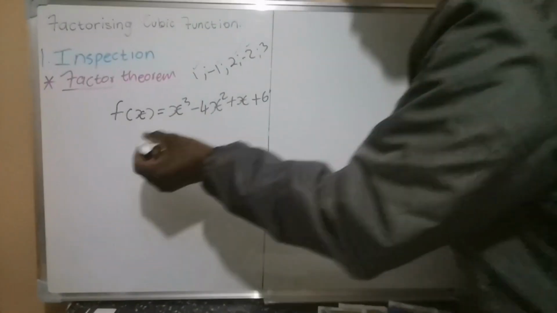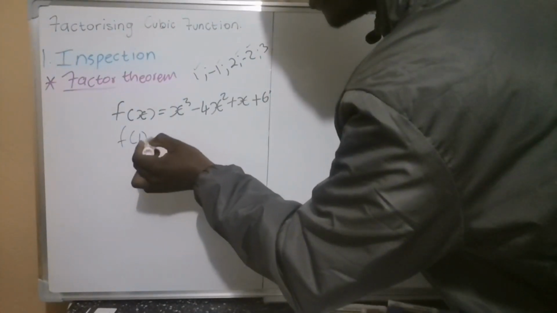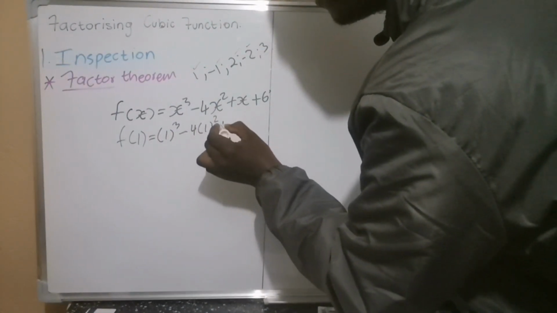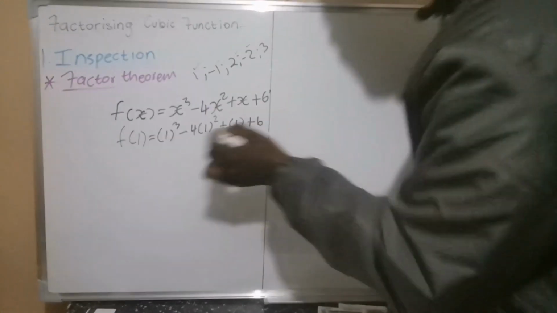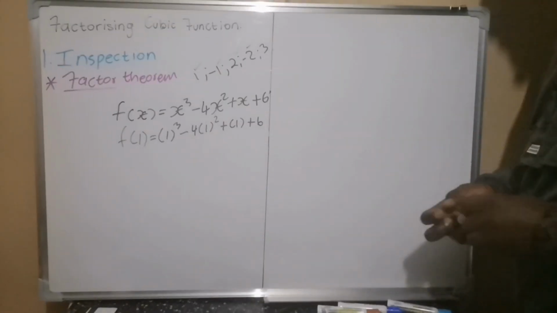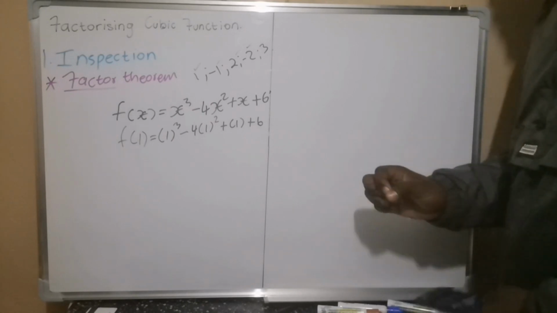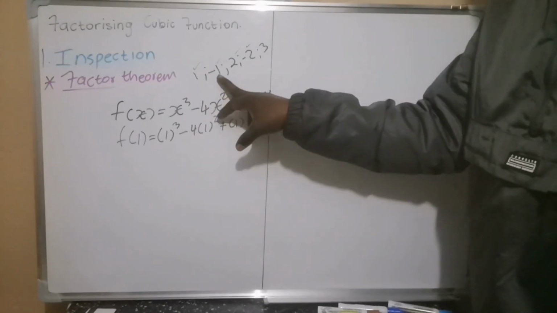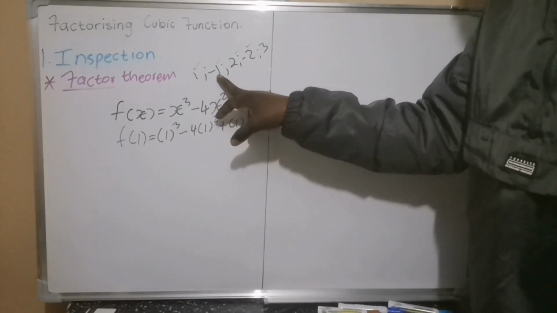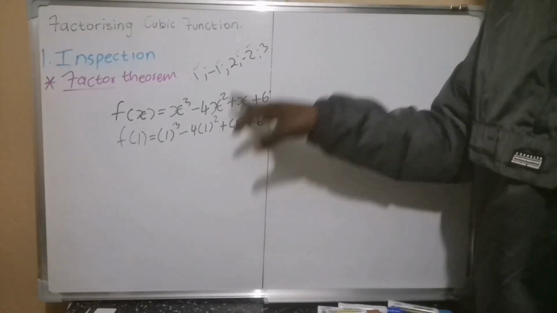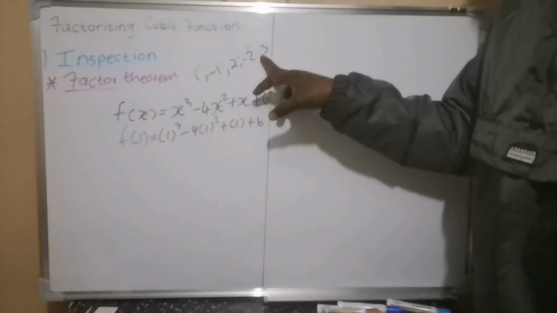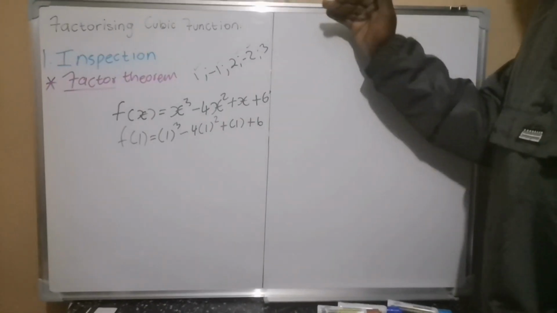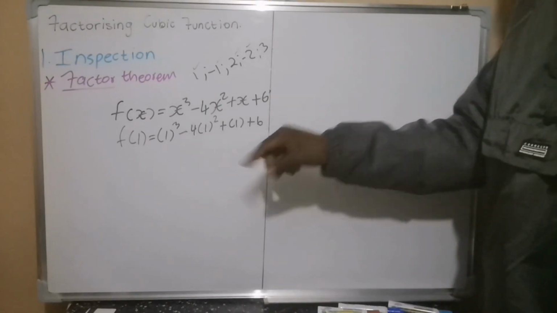So I'm going to start at 1: f of 1 equals 1 cubed minus 4 times 1 squared plus 1 plus 6. This expression on my right should give me 0. Then I will know that 1 is my factor. If it does not give me 0, I go past to -1. If -1 does not give me 0, I go past to 2, and so on, until I find one value that gives me 0 as my y.